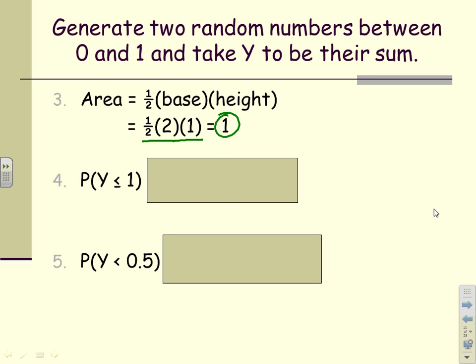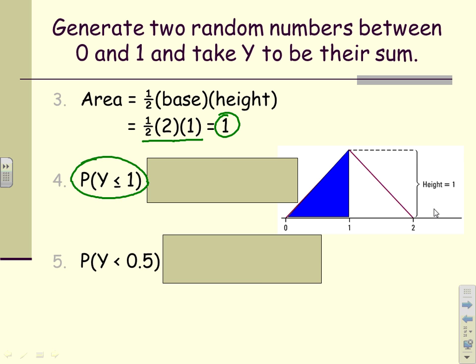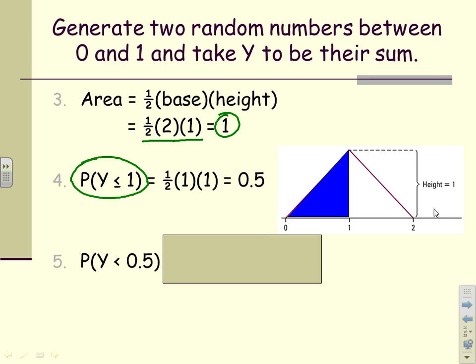The next question is asking us to find the probability that y is less than or equal to 1. Probably don't even need to do the math on this one, because as we look at that density curve, we have half what's going on. But we could do the math as well. Again, that's a triangle, so it's 1/2 the base, which is 1. The height is also 1. So 1/2 of 1 times 1 is 0.5. No big deal there.